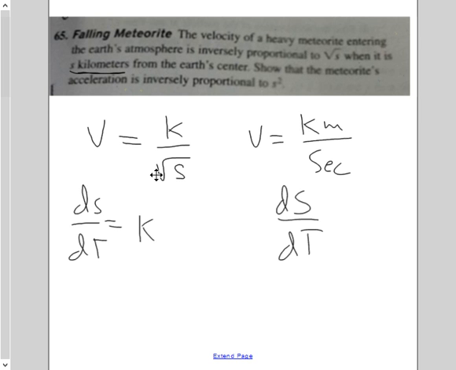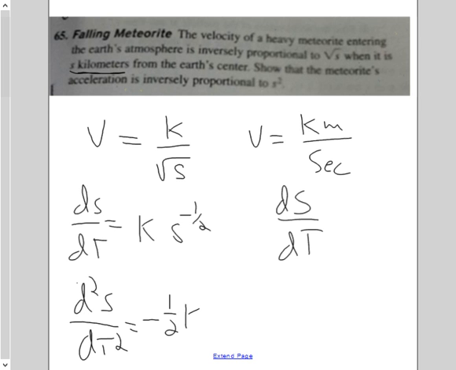I'm going to write this as we did in class, s to the negative 1/2. So now we're going to take the derivative of this to get the acceleration, so the second derivative of the position will be our acceleration. So now I'm going to take the derivative of this, so that's going to be negative 1/2 times that constant k times s to the negative 3/2.